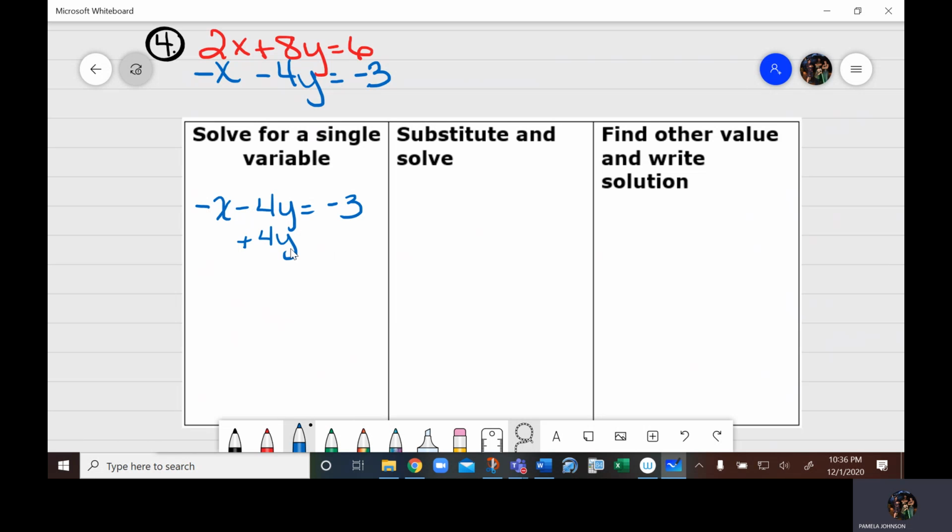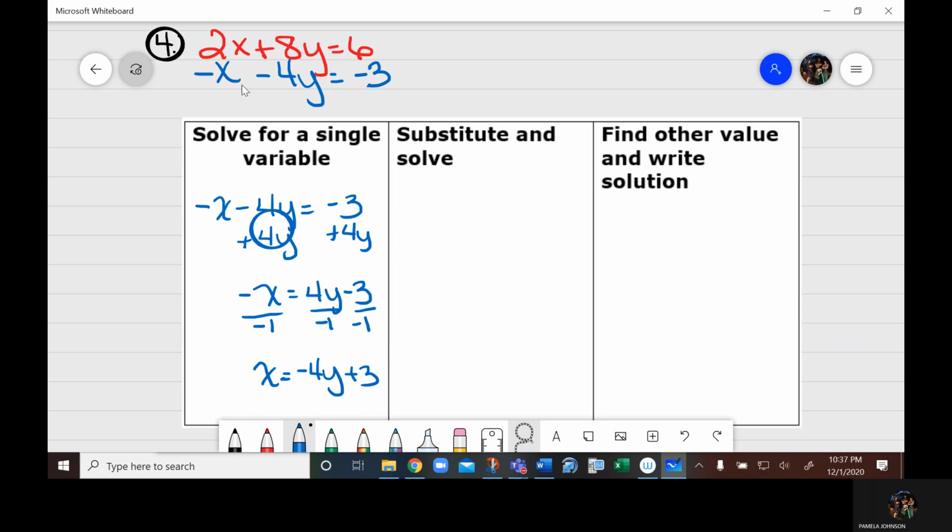So we're going to add 4y to both sides. That cancels out. So we have negative x equals 4y minus 3. Then we're going to divide everything by negative 1. And you're going to notice that once we divide by negative 1, all it's doing is changing the signs for each of our terms. Our negatives became positive, our positives became negative, and we're good. All right. So now we have an equivalent expression equal to x.